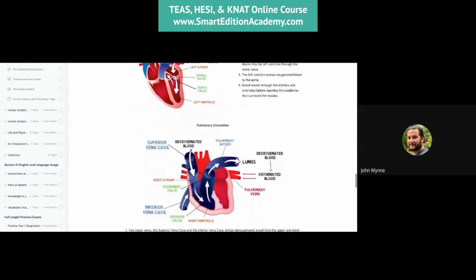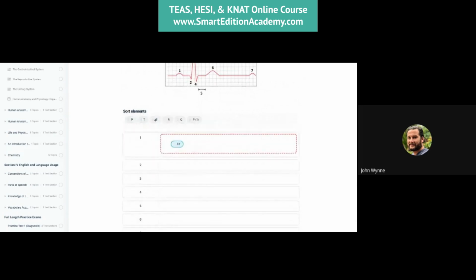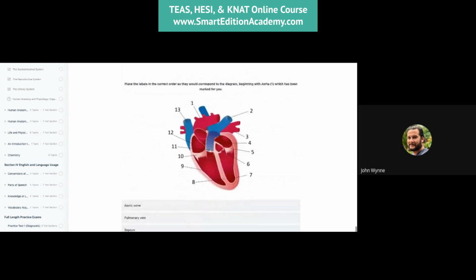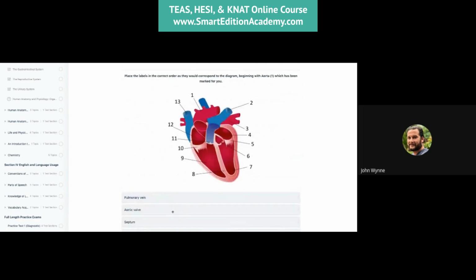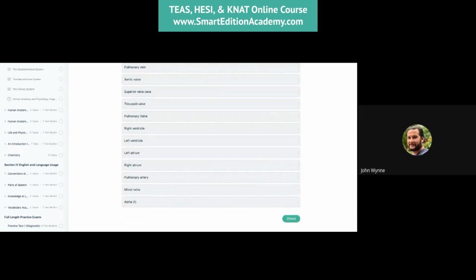So you get a lot of stuff like this in each of the lessons. Again, labeling the EKG chart, things like that. More labeling the heart in the correct order. So all kinds of more interactive things. And this is one of the differences between the study guide book and the online course: you just can't have this type of thing in a study guide book. The study guide book is a great resource, but the online course has things that you just can't do.